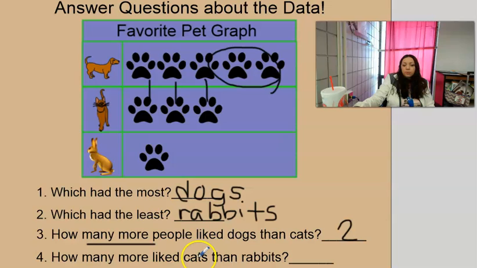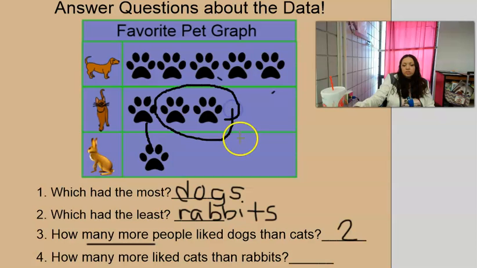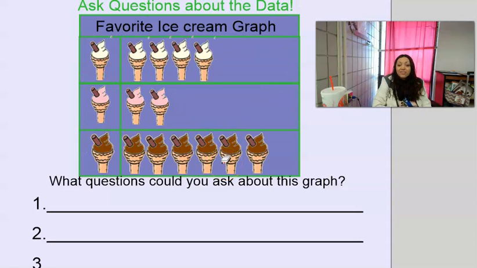Okay? How many more liked cats than rabbits? It's the same thing. I'm going to erase it so it doesn't confuse you though. I'm going to look and say, okay, they have a match right here, but look right here. There's 2 left over because 3 take away 1 equals 2. So when they ask how many more or how many less, that means they want to know the difference.